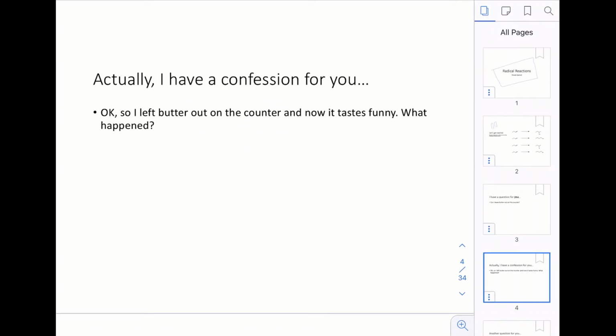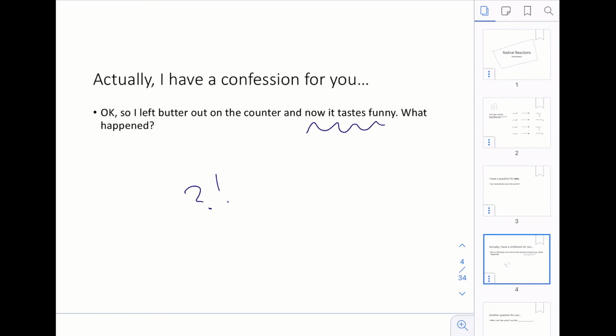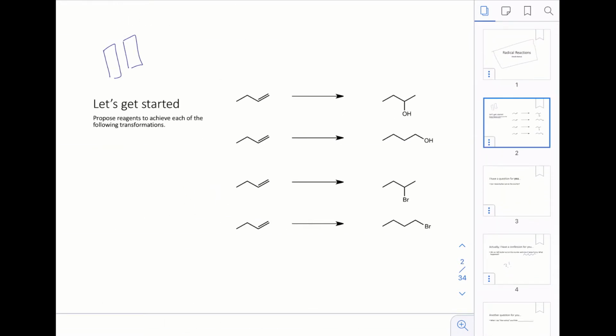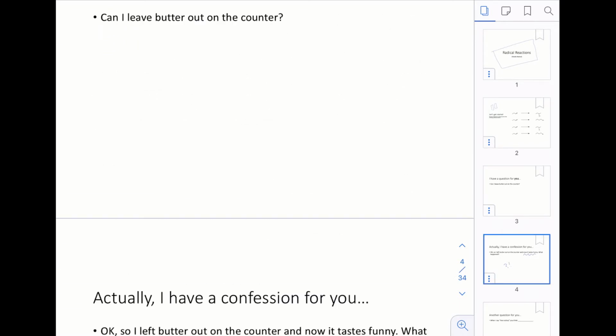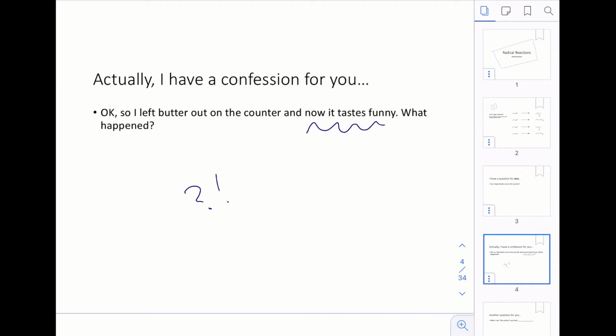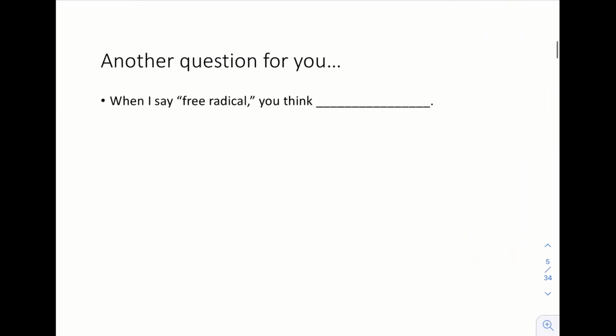Okay, confession time. I did leave it out on the counter and now it tastes funny. What happened? If you think you know, write it down. So we've done three things. We've predicted reagents for these transformations. We have thought about whether or not we can leave out butter on the counter. Oops, I did it. Now it tastes funny. What happened? And once you've written down your thoughts on that, one more question for you. Quick, don't think. So when I say free radical, what are the first words that come to mind? Write those down.